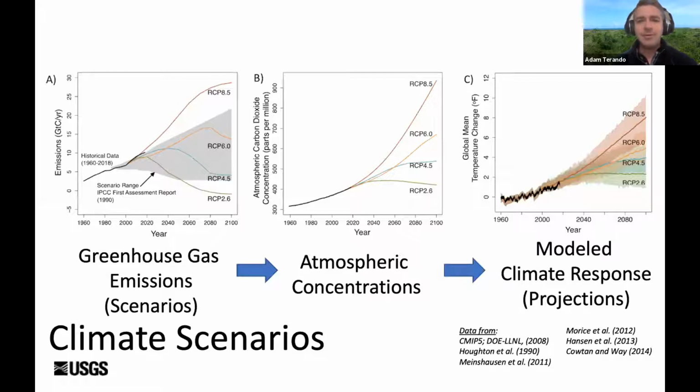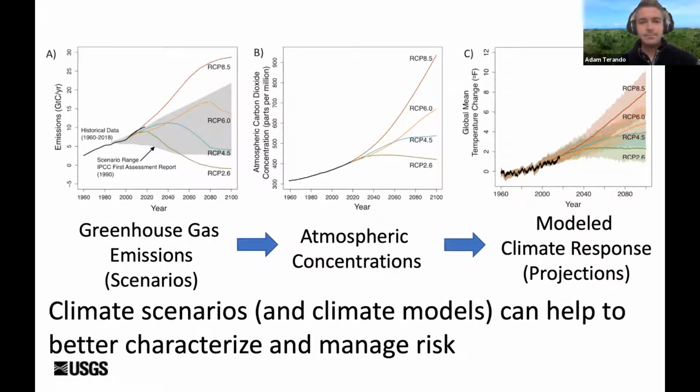Those provide what we call the boundary conditions and the forcing scenario for the climate model. So we run the climate models. The climate models take that information. They say, okay, if the greenhouse gases are at this level through time, then how might the climate respond? And so using these climate scenarios, and combining those with climate models, helps us to better characterize and hopefully manage risk, because under this uncertain and complex future, we still have more certainty about what the future holds than under this way of dealing with uncertainty.